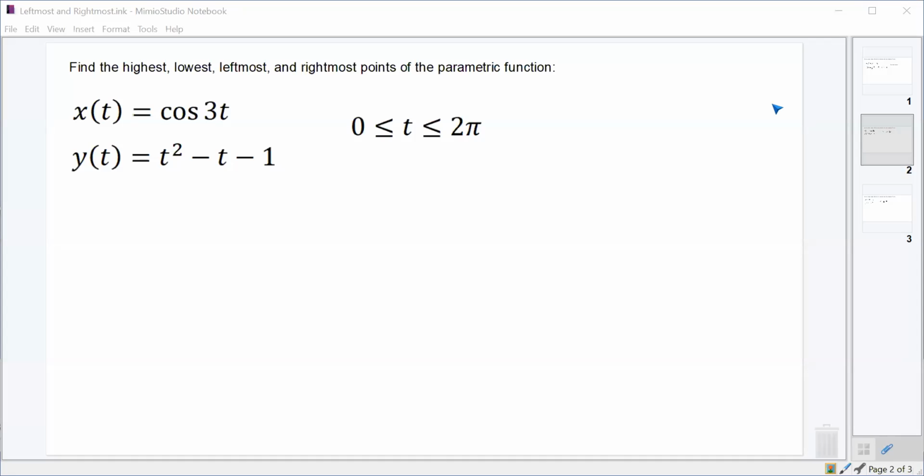All right, so our goal is to find the highest, the lowest, the leftmost, and the rightmost points on this parametric function. So we got x of t is cosine 3t, and we got y of t is t squared minus t minus 1. So what do you think we should do first? Highest, lowest, or leftmost and rightmost? Left and right. All right, so we'll do the x of t values.